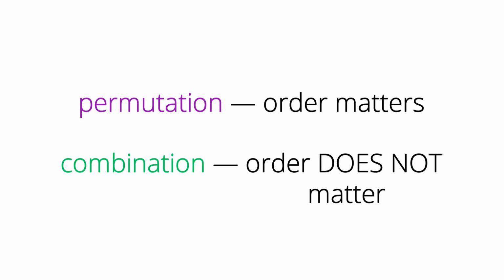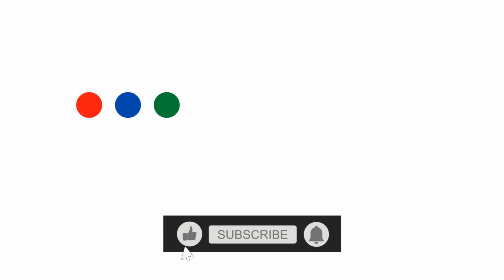So to visualize this, we're going to be using colors, and we're going to be using the colors red, blue, and green. Now let's say we had to find all the permutations and combinations that we can form with the three colors. How would this work? Now let's start with permutations.